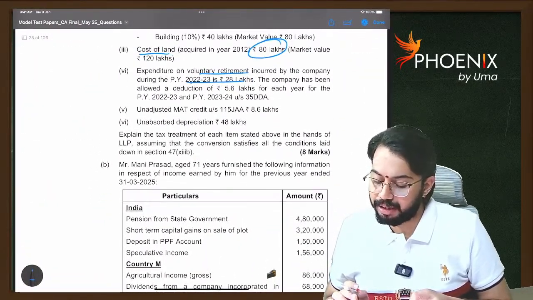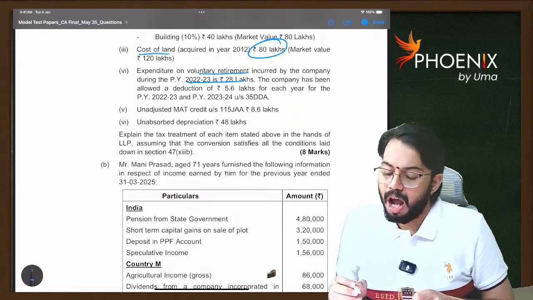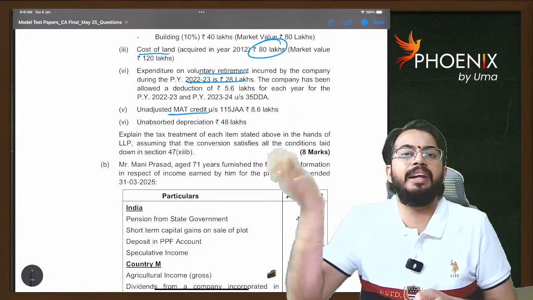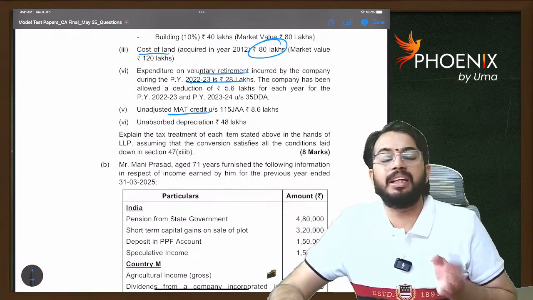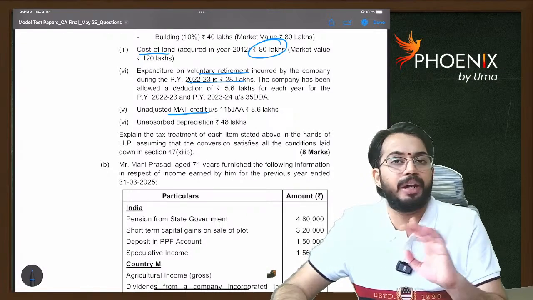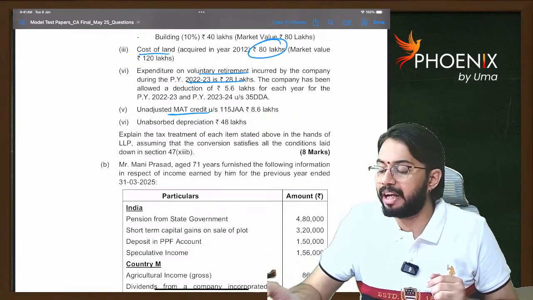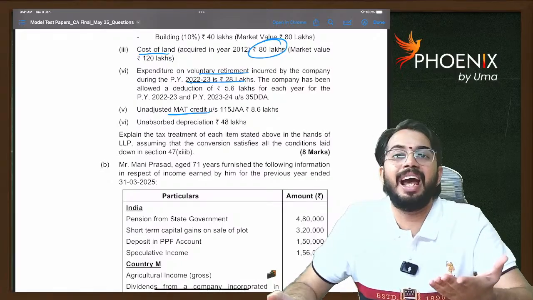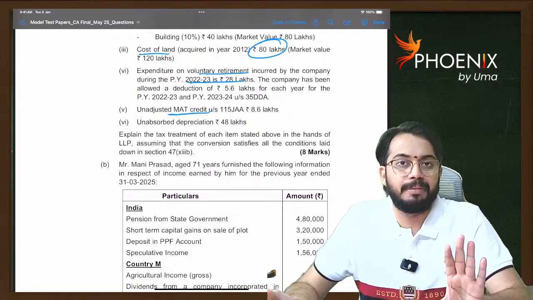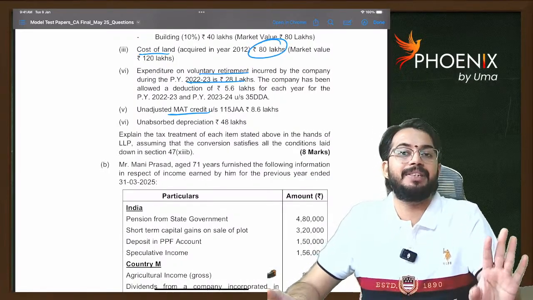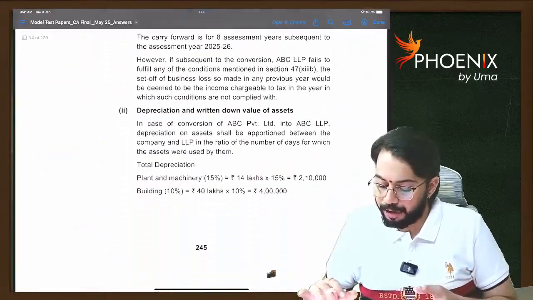Unadjusted MAT credit. I don't think MAT credit can be carried forward to LLP. At the time of conversion of a private limited company to LLP, MAT credit will not be carried forward. Logical. For LLP, AMT provisions are applicable, MAT provisions are not applicable. That's why MAT credit cannot be carried forward to LLP.